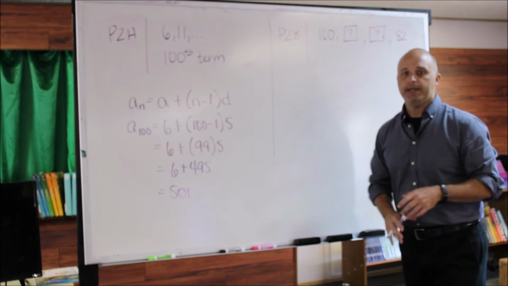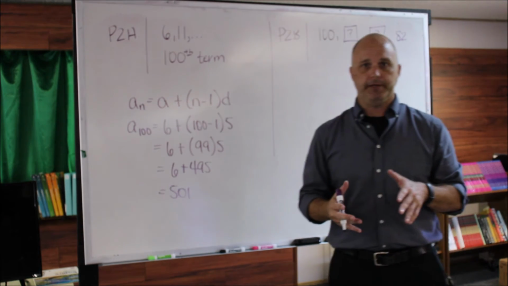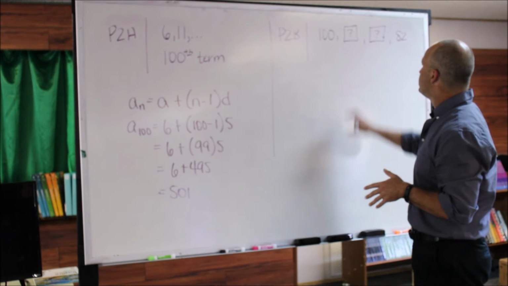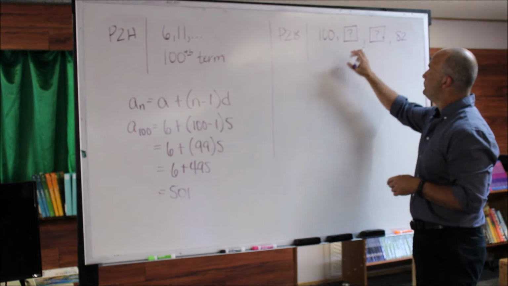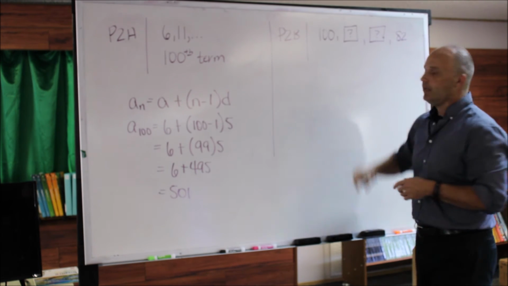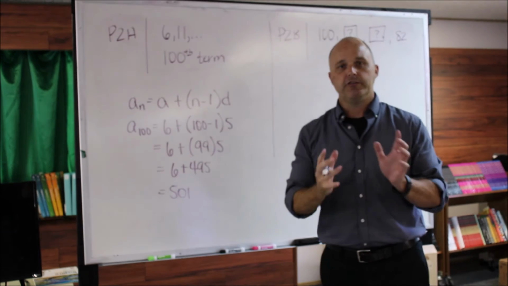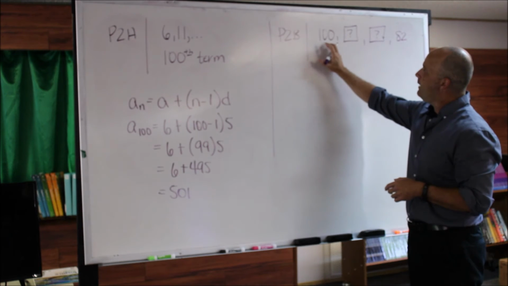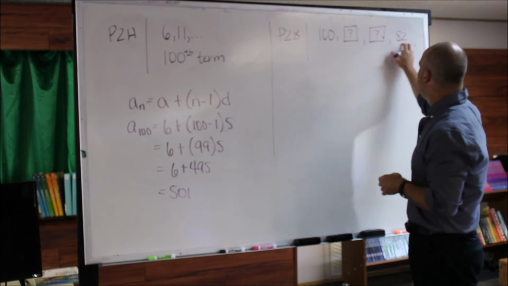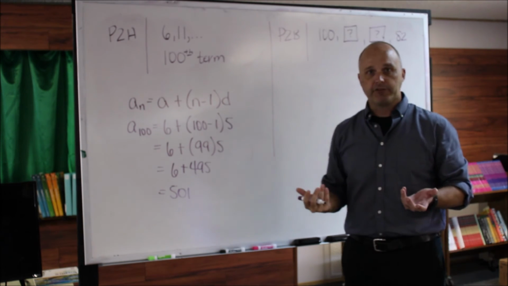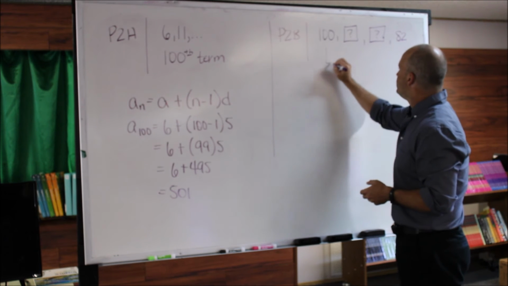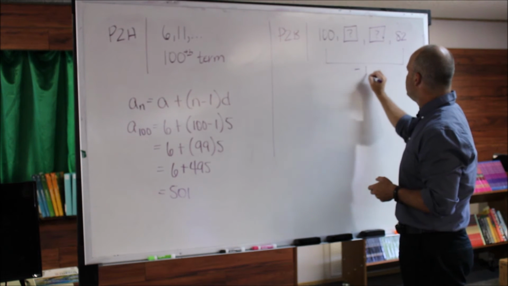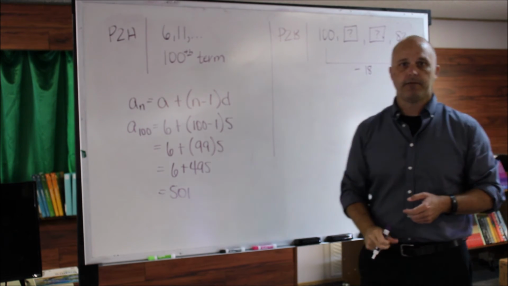Now in problem 2b, we're given a little bit different problem here. And we're asked to find these two terms, the middle two terms in between 100 and 82. So here's how I want you to look at this. I want you to say to yourself, what do we have to do to get from 100 to 82? We have to subtract 18. So there's a gap of negative 18 right there.